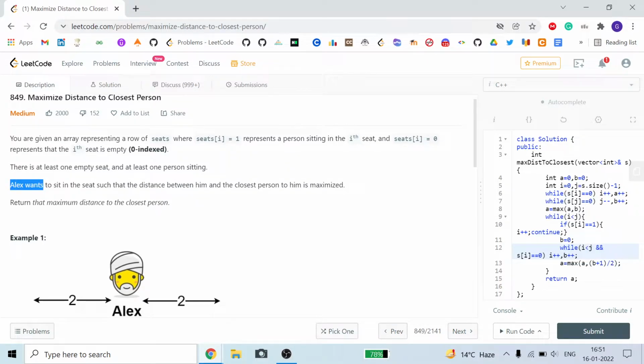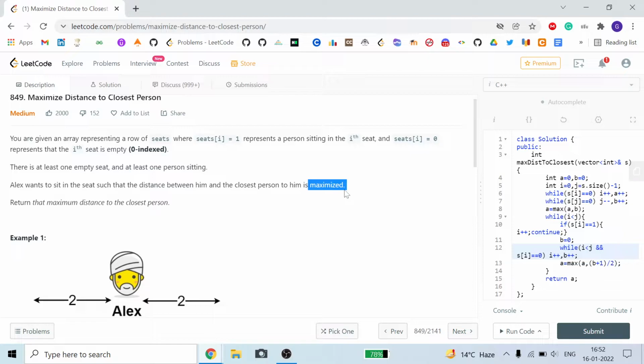And there is an Alex who wants to sit in a seat such that the distance between him and the closest person to him is maximized. So there is a person Alex who wants to sit in a particular seat which is empty, and then he wants to find the maximum distance. Okay, so he wants to sit in a seat, and from that particular seat the distance between him and the next person to him on the left or the right side is maximum.